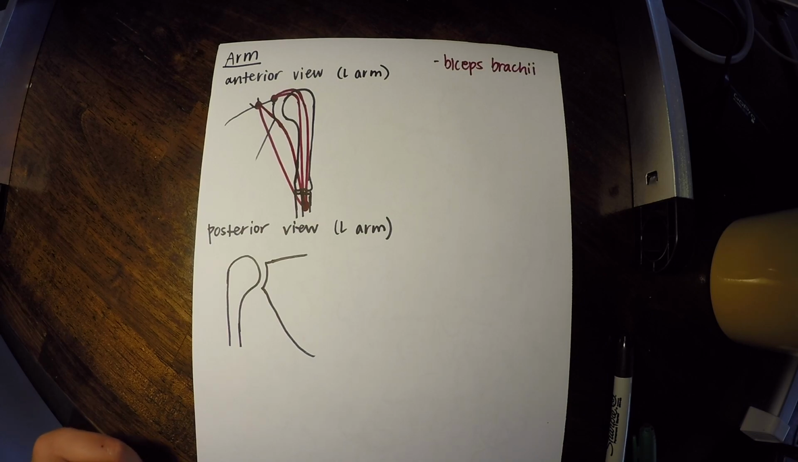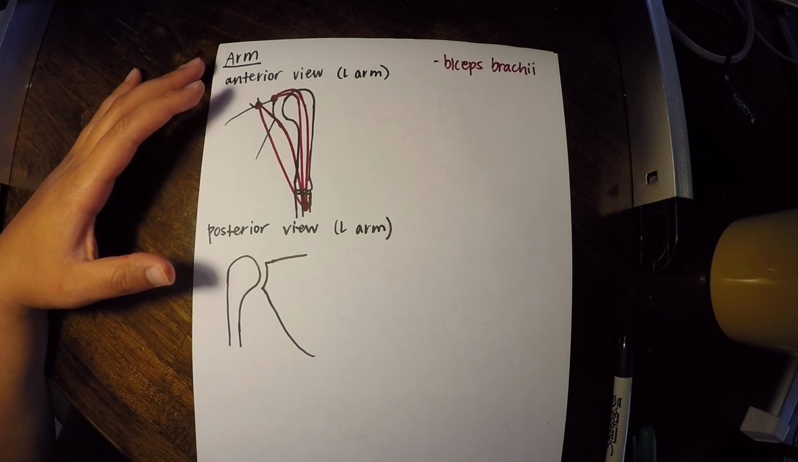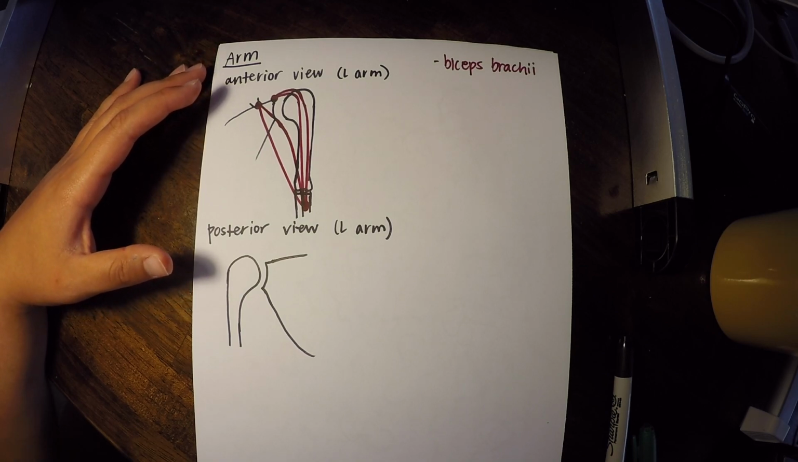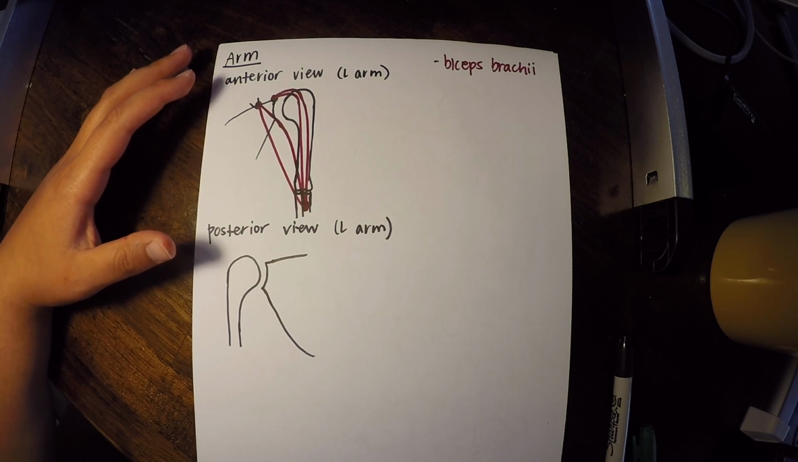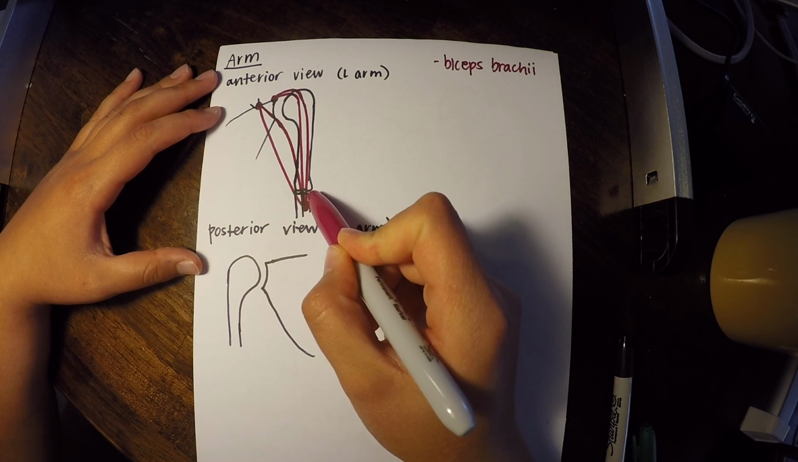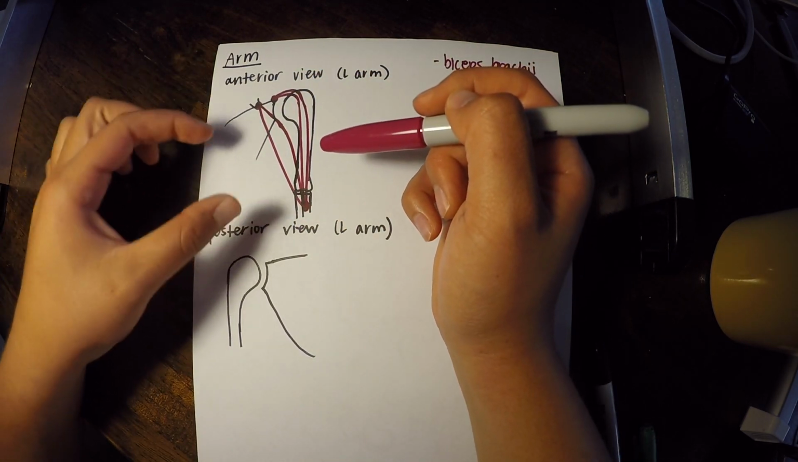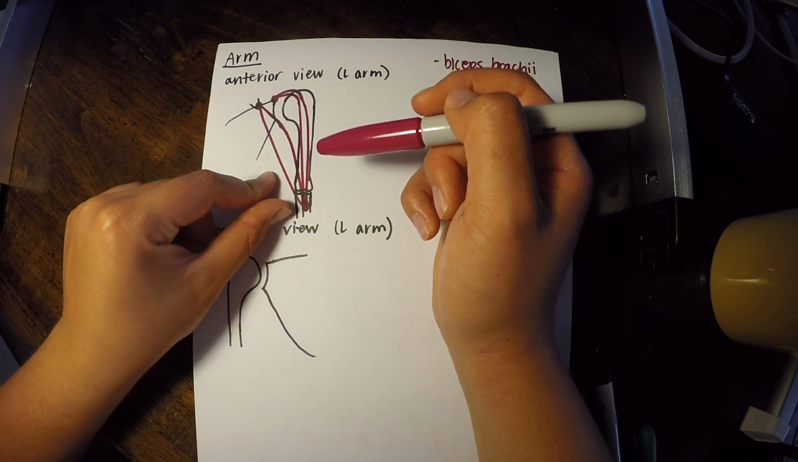Remember, there are 2 heads. You don't necessarily need to know the attachment points. I'm just drawing it in because it makes it easier to visualize. I just want you to know that it will serve the main function of flexing the elbow because it crosses this elbow joint. So it's going to come from the scapula and attach onto the humerus. And so it's going to help us to flex the elbow.